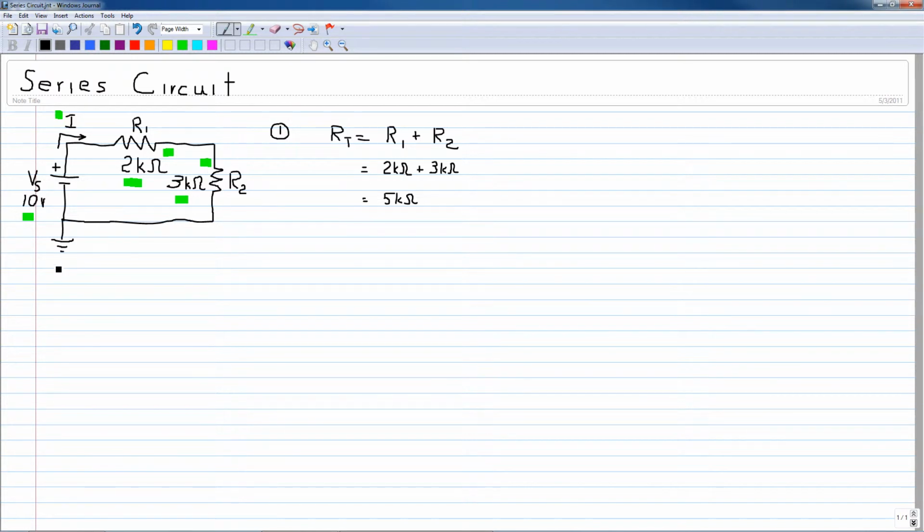Step number 2 is to find the total current, which in this case is I. Using Ohm's law, I is equal to V source divided by R total. This is equal to 10 volts divided by 5K ohms. Plugging that into the calculator gives us a total current of 2 milliamps.